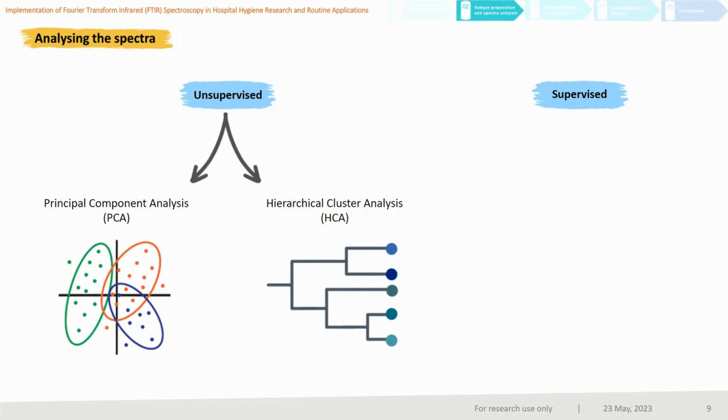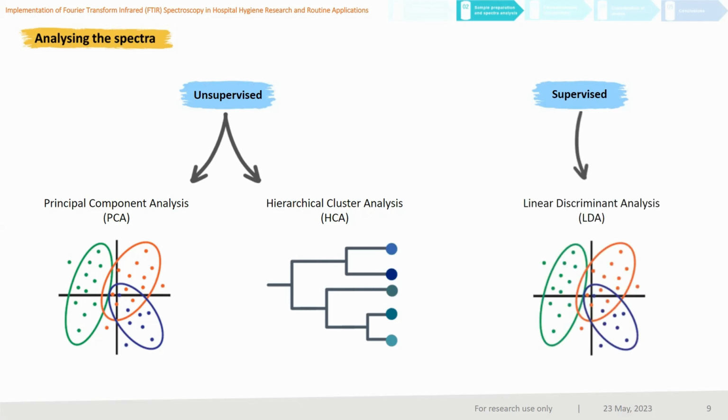Now it's time to analyze your data. You have two options for analysis: unsupervised methods or supervised methods. For unsupervised methods, there is the principal component analysis and hierarchical component analysis, which are two widely known and used methods. On the other hand, for supervised methods, there is available the linear discriminant analysis.